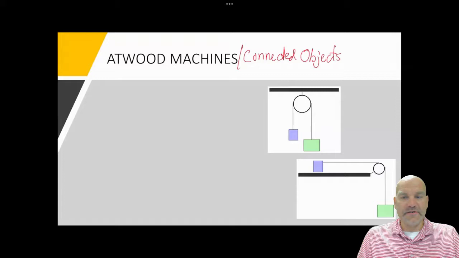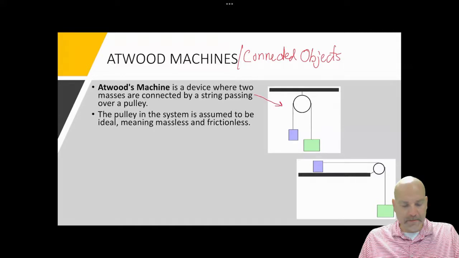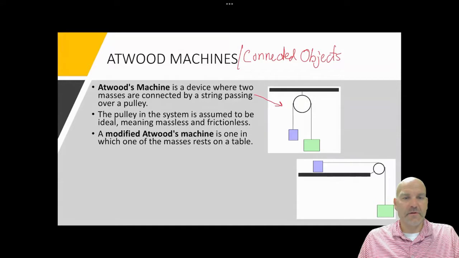So one thing to note: an Atwood machine is a device where two masses are connected by a string passing over a pulley. That's this device, and it's really just used to study mechanics. The pulley in the system is always going to be ideal, meaning it's massless and frictionless, so we don't have to worry about any effective friction at that point. Same thing with the string. It's always going to be a massless, frictionless string.